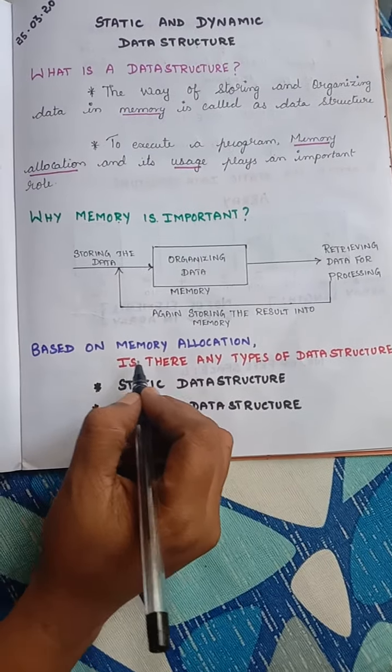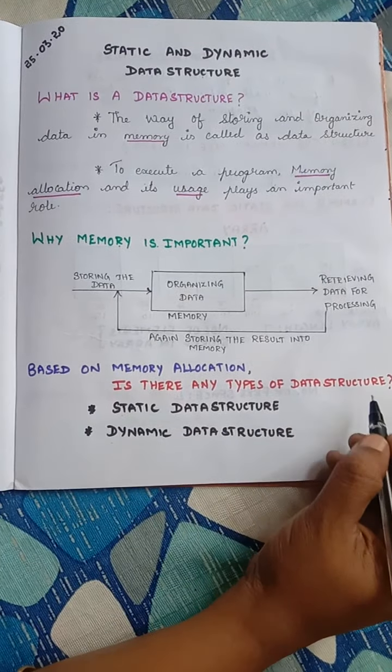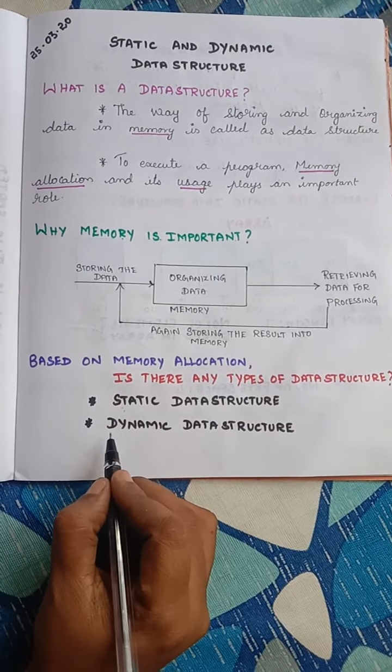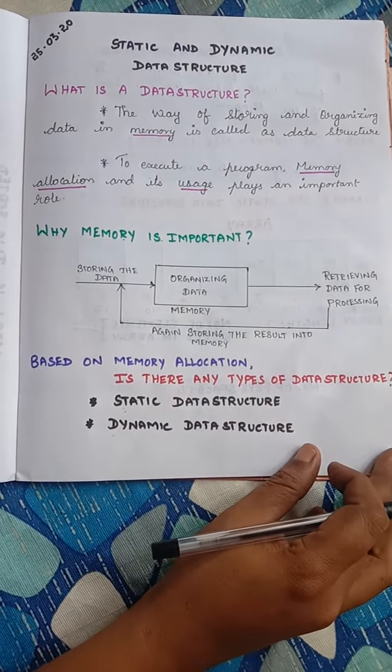Based on memory allocation, are there any types of data structure? Yes, there are two types of data structure. Number one, static data structure, and the other is dynamic data structure. Now let us see what is static data structure.